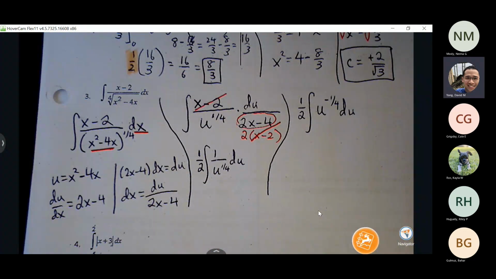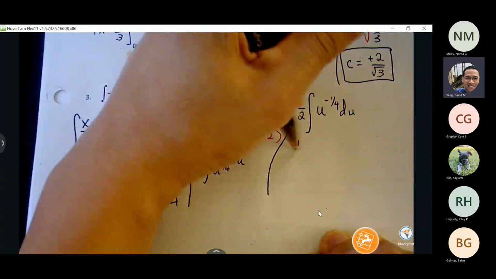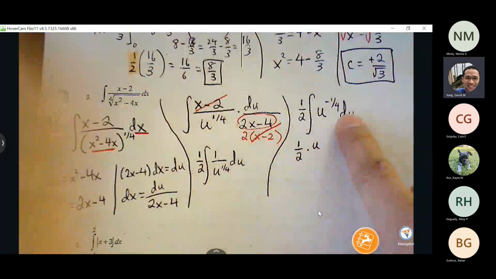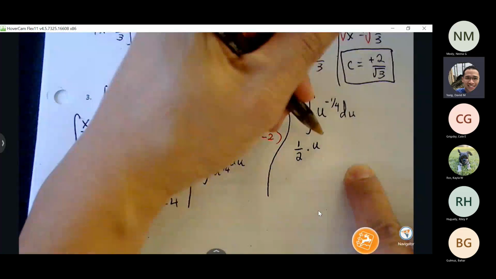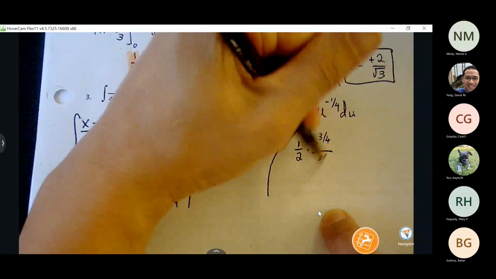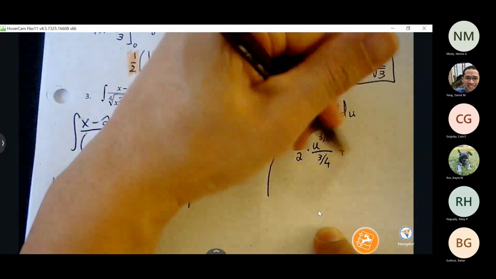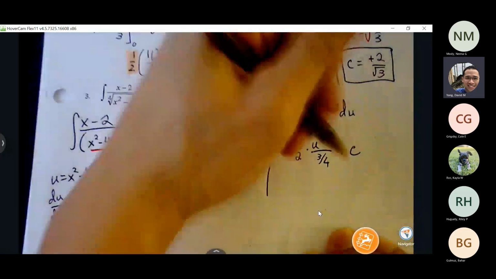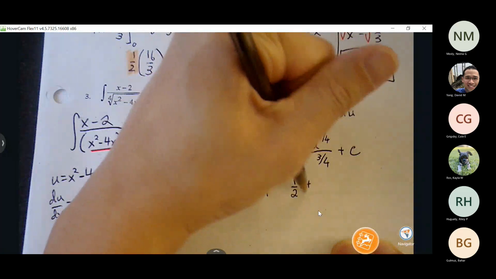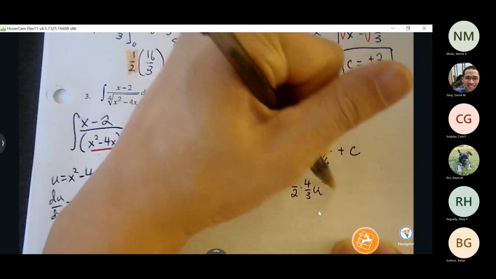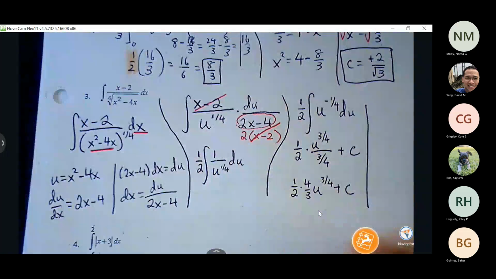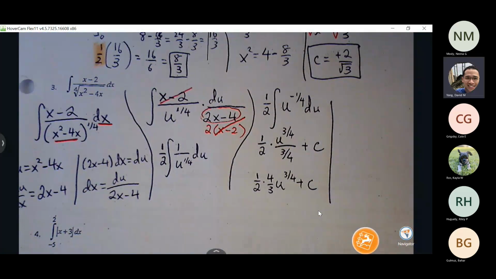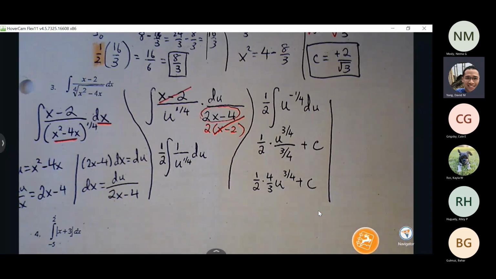Okay, so add 1 to the exponent, divided by that new exponent. Keep that 1/2 in front. 1/4 plus 4/4 is 3/4. Okay, do some cleanup here, bring that 3/4 up as 4/3. Okay, so I'm left with 4/6, which is 2/3. But is there anything I need to do to represent my final answer?